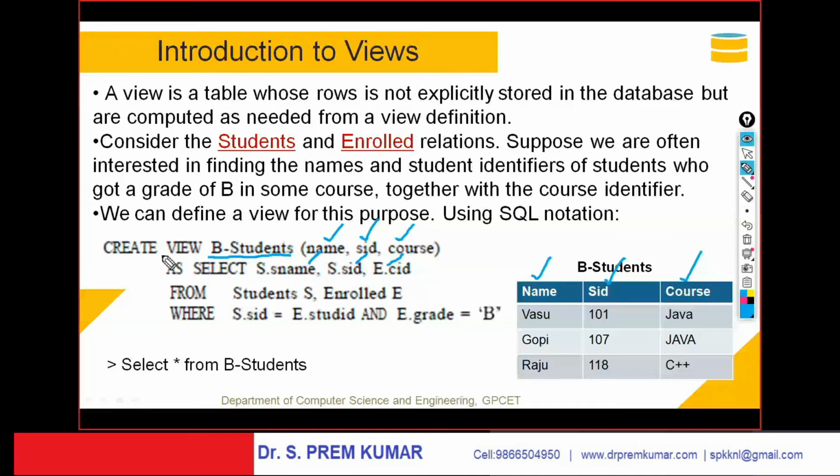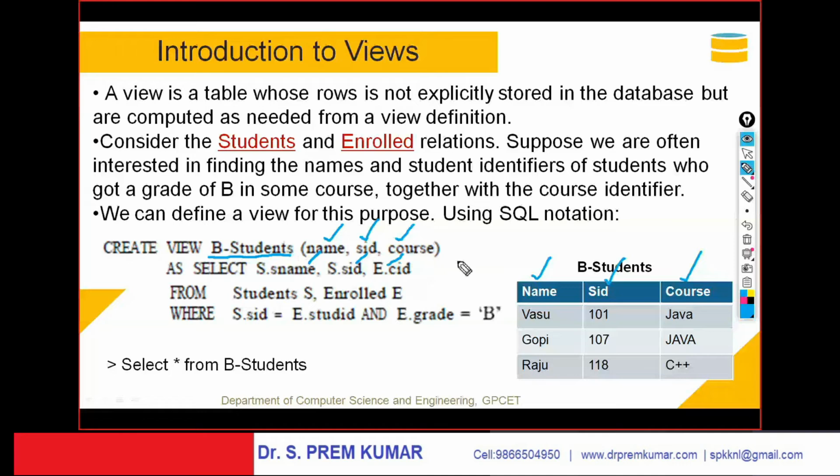In this view, what columns should be there? Name, SID and course. These columns should exist as select. You are selecting name, SID and course ID. That is student ID and course ID.